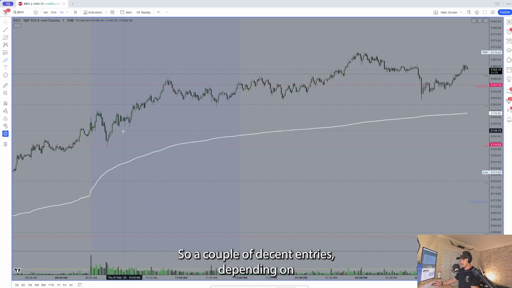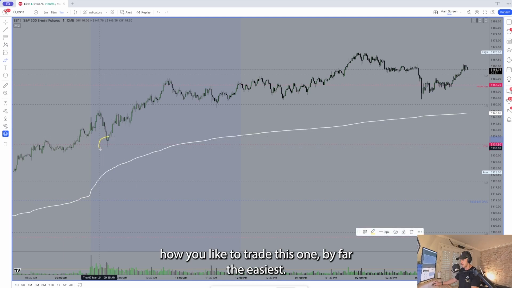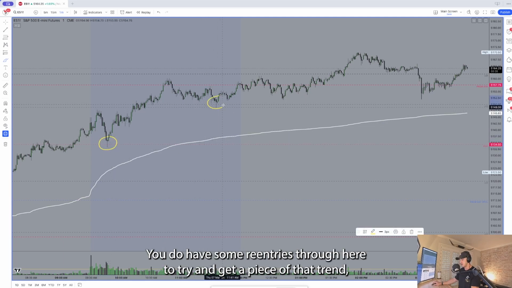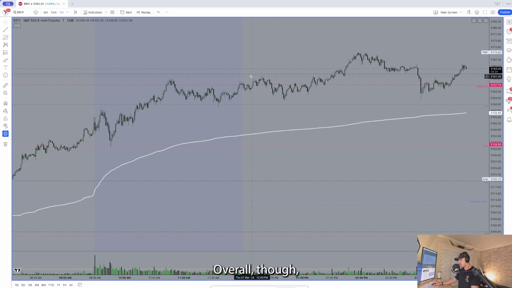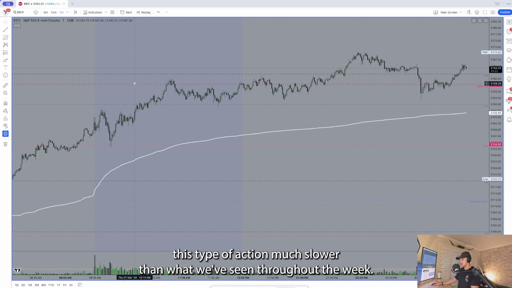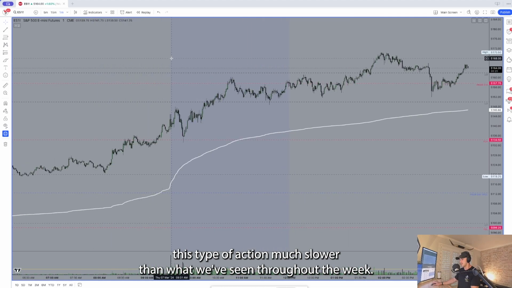So a couple of decent entries depending on how you like to trade. This one by far the easiest. You do have some re-entries through here to try and get a piece of that trend day move, that push higher into fresh session highs. Overall though, this type of action is a lot slower than what we've seen throughout the week.